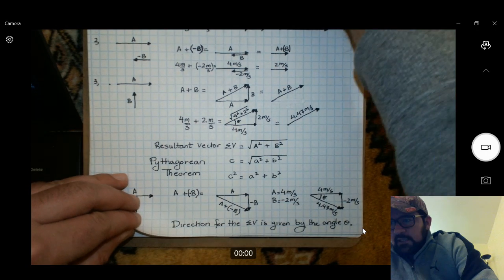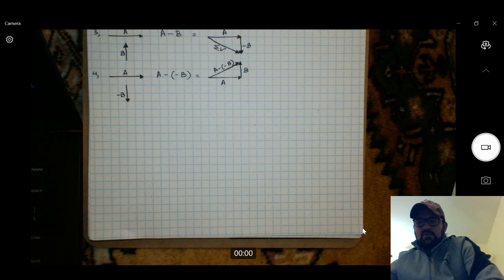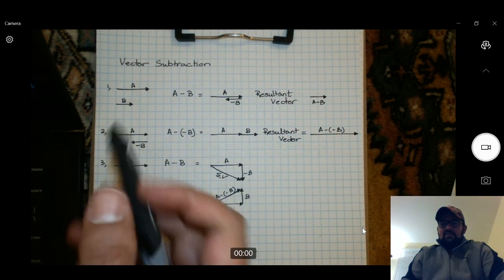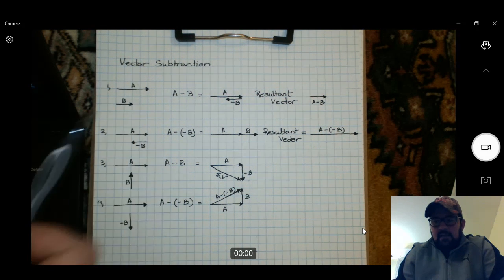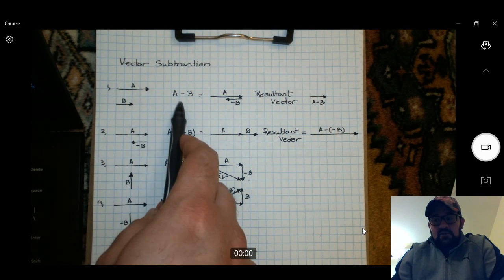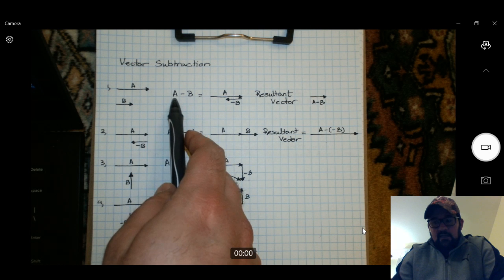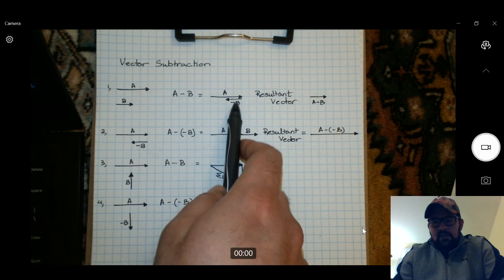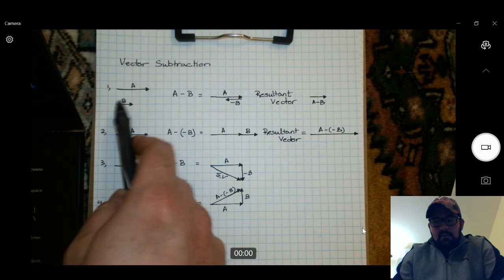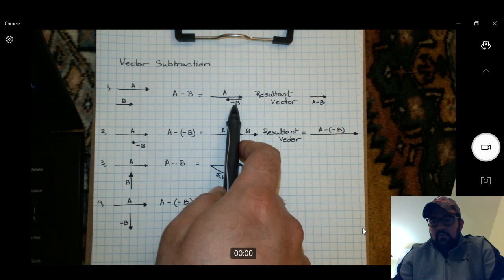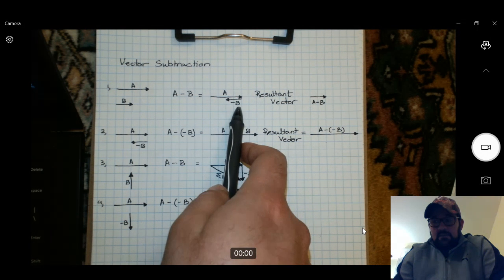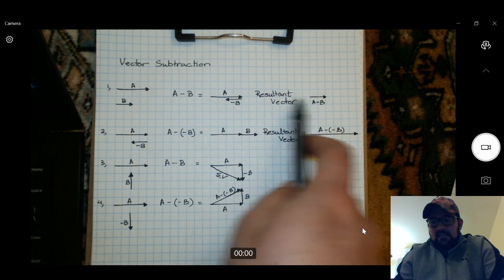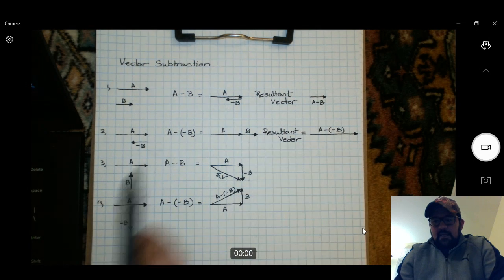So I'm going to switch sheets here and talk to you a little bit about vector subtraction. It's not very difficult. If I have two vectors, A and B, but this time I'm asked to subtract vectors A and B, so I'm asked to do A minus B. What you'll notice is I'll just flip vector B around. If it was pointing towards the right, I'm going to make it point towards the left, and then I'll just add them together. So the resultant vector would look simply like this. This would be A minus B.